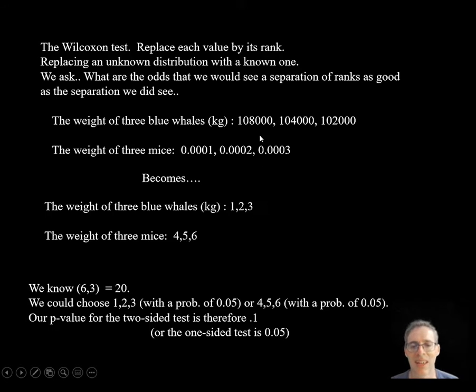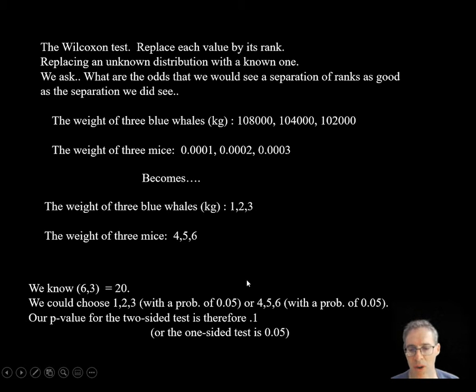So basically, if we replace these by rank, the 3 heaviest things are the blue whales, and the 3 lightest things are the 3 mice. Right? So we know that there's 6 choose 3, or 20, possible ways to arrange these 6 numbers. So for a one-sided test, there's only 20 ways that you could separate the numbers. So there's only a 1 in 20 chance that you would get a separation as good as this by chance.